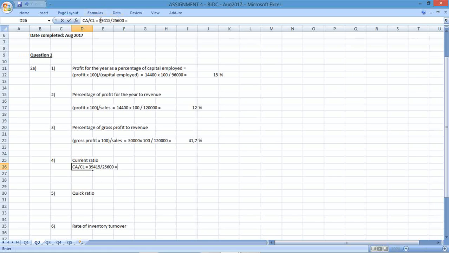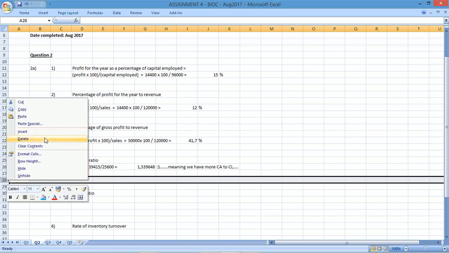So that's going to give us a current ratio of 1.53 to 1, meaning we have more current assets to current liabilities. So this company is liquid. We just need to calculate the current ratio, so we've got the answer there, which is 1.53.